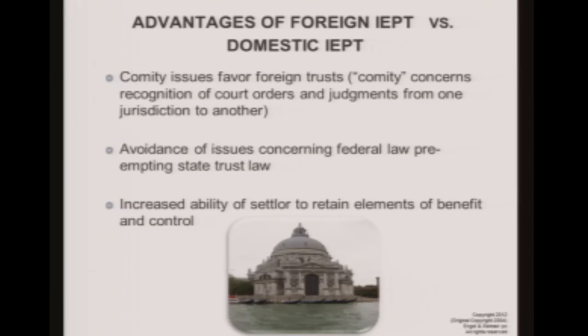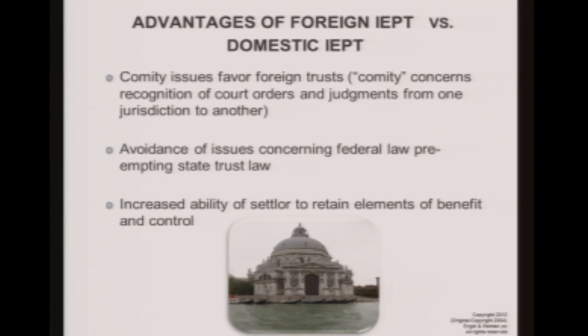Second, avoidance of issues concerning federal law preempting state trust law. What I'm getting at here is the principle of law is federal law is superior to state law. And state trust law is just that, so what if it's the federal government that one day is the claimant? Well, it might turn out well, it might not, but we don't know much about that yet. But these are two very key reasons why, to me, it makes more sense to go offshore in the planning.